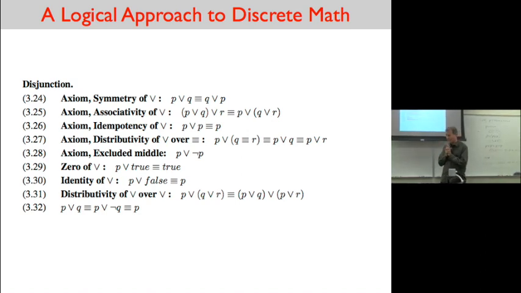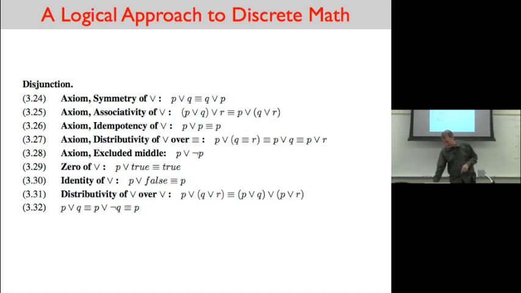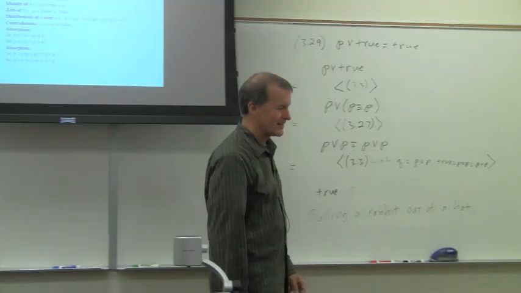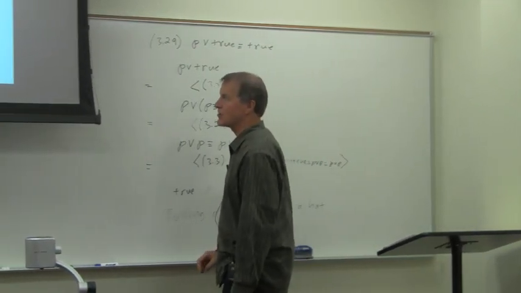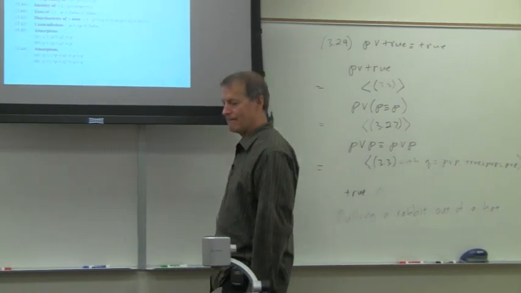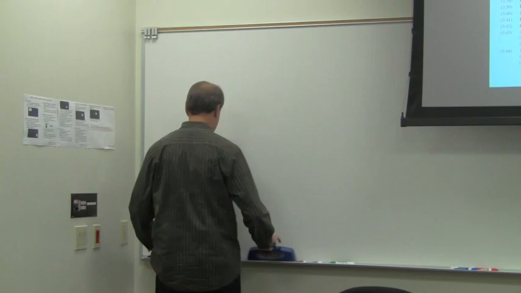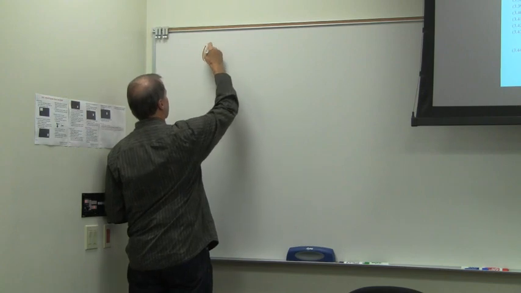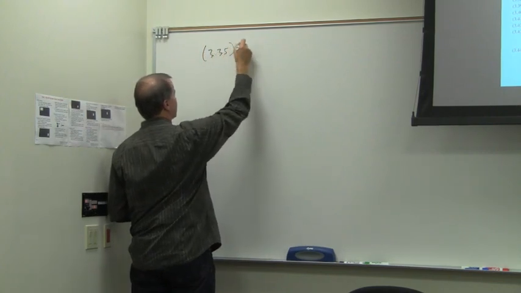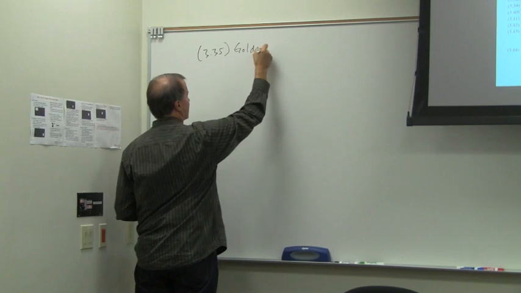Now, a really cool aspect of this system is how we relate conjunction with disjunction. With disjunction, we had all those axioms, right? But with conjunction, we have just one axiom that describes conjunction in terms of disjunction, and that is called the golden rule, 3.35. Golden rule.